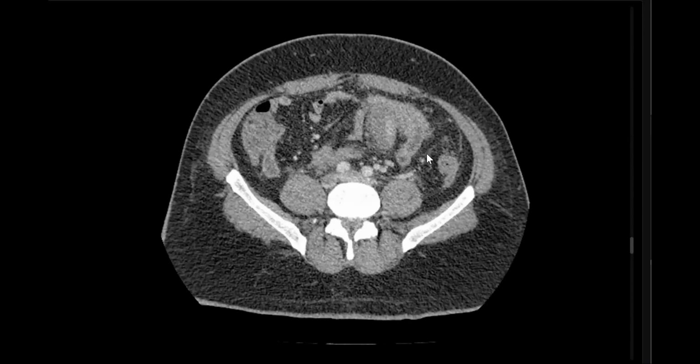It's very important to assess the liver for any associated hepatic abscesses. Yes, it's an important complication. Good. You can finalize now and discuss management.